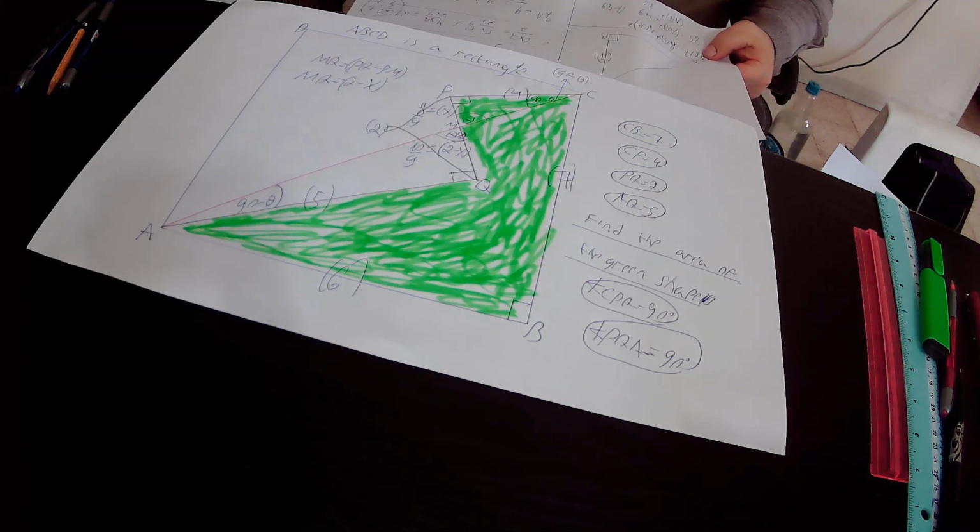So in conclusion, we found out that the area of this green shape equals 20 square units.